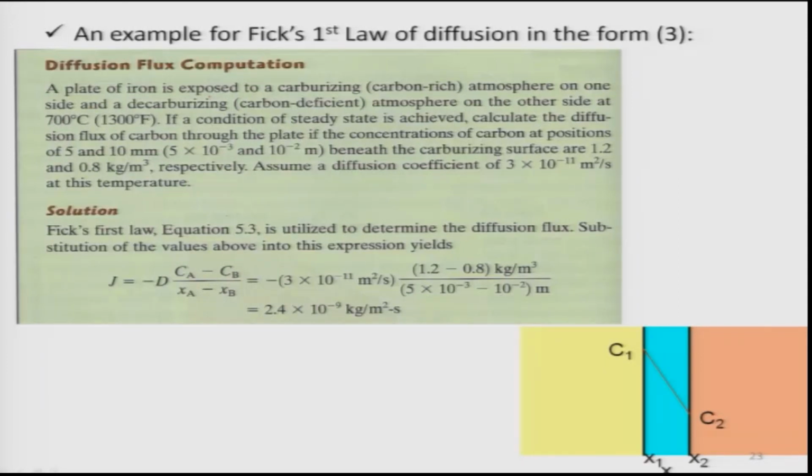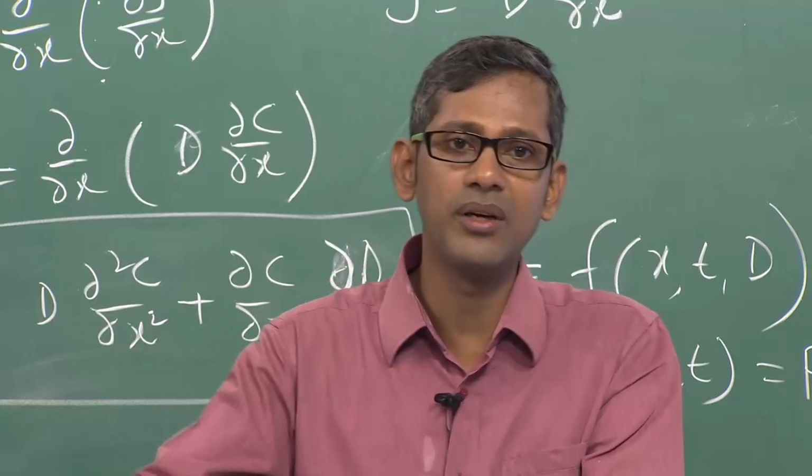That is very easy, just apply Fick's first law. J is basically, as we have seen, D del C del x, and therefore D is 3 × 10^-11, and this C1 is 1.2, and C2 is 0.8, and the distance differences are given. So, we get about 2.4 × 10^-9 kg per meter square per second as the flux. Fick's first law is rarely used in actual explanations, because this only gives you the value of flux, it does not tell you anything else.